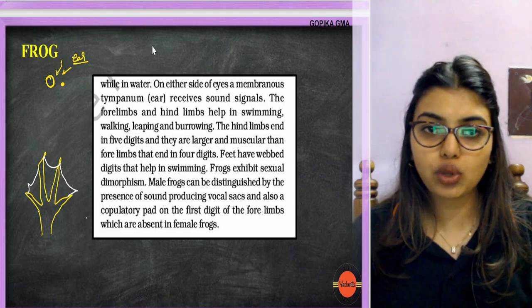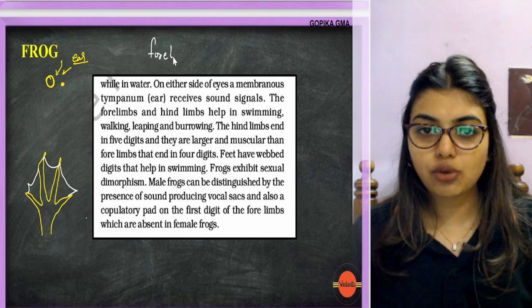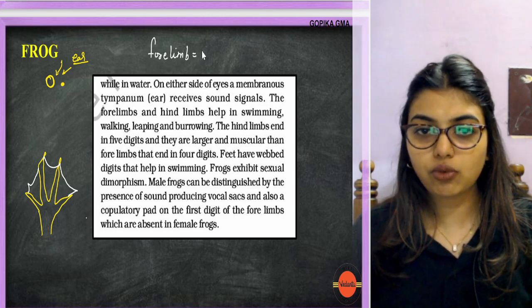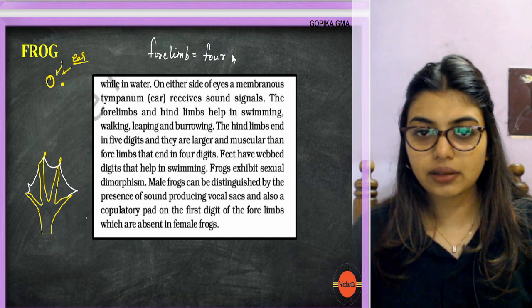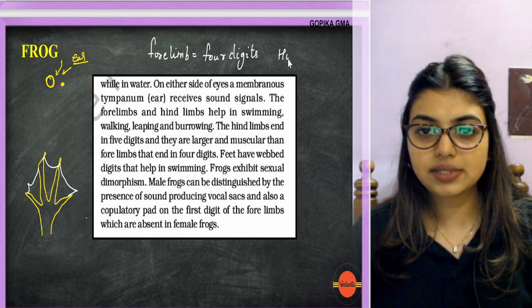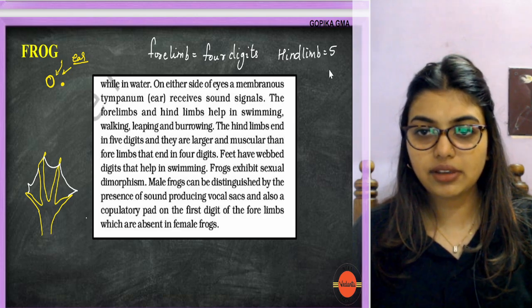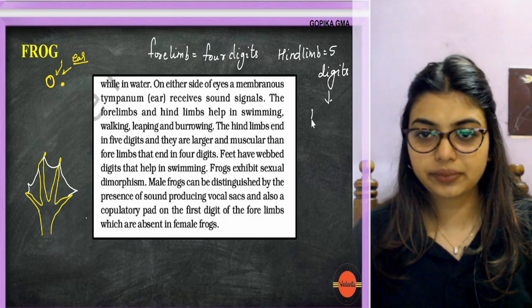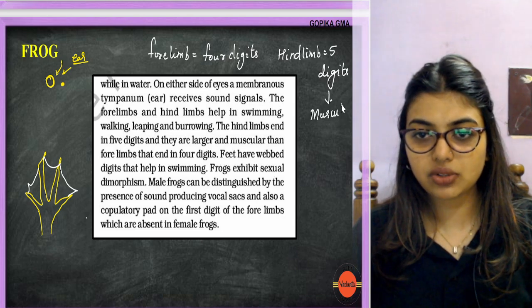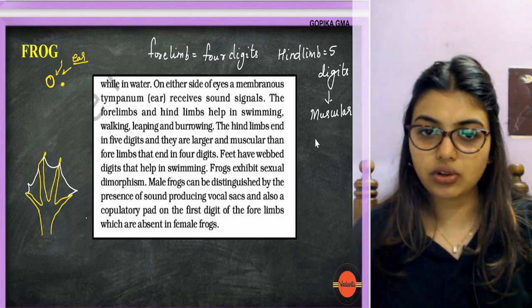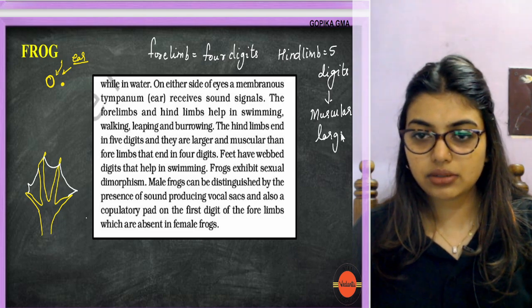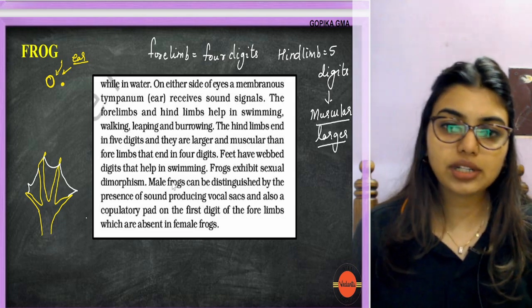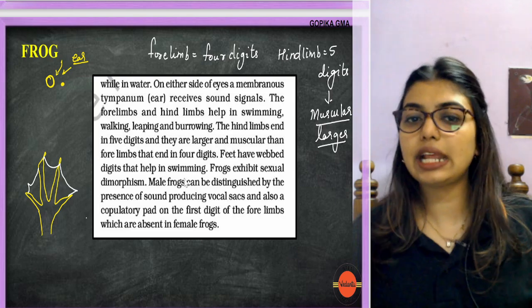So 4 limbs, 4 digits. Think like this: forelimbs, 4 digits. Hind limbs have 5 digits, and these 5 digits are muscular and they are long, larger. Muscular and larger. Got it? Now feet have webbed digits that help them in swimming.